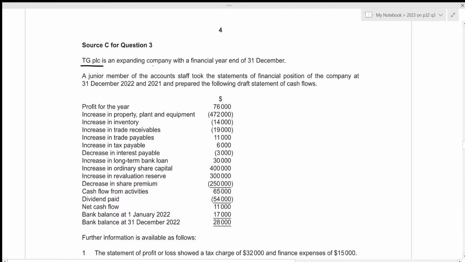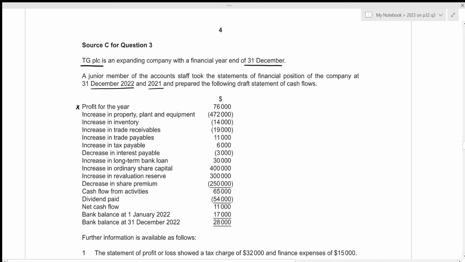TG plc is an expanding company with a financial year end of 31st December. A junior member of the account staff took the statements of financial position of the company at 31st December 2022 and 2021 and prepared the following draft statement of cash flows. We are starting with profit for the year, which is incorrect. This should include profit from operations.